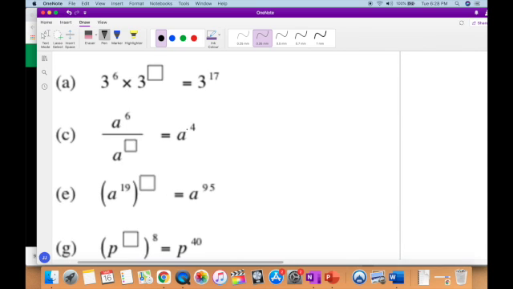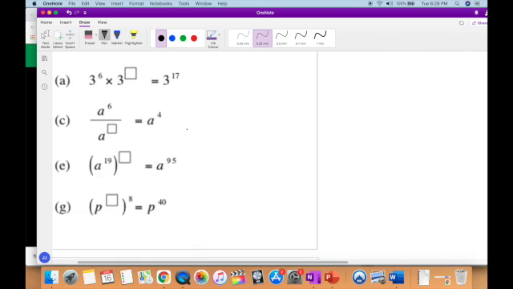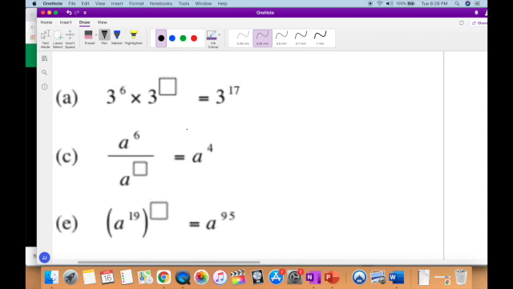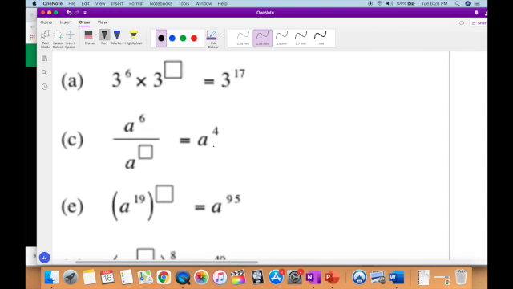We have some indices here, and this was a bit of a revision on the laws of indices, right? So if we remember our laws of indices, when you have the same number and you multiply the same number, what do you do to the indices? Anybody? Add them. Right. So you're adding them. So 6 plus what will give me 17? 11. Very good. So 6 plus 11 is 17. When you're dividing indices, what do you do? Minus them. Right? So 6 minus what will give me 4?